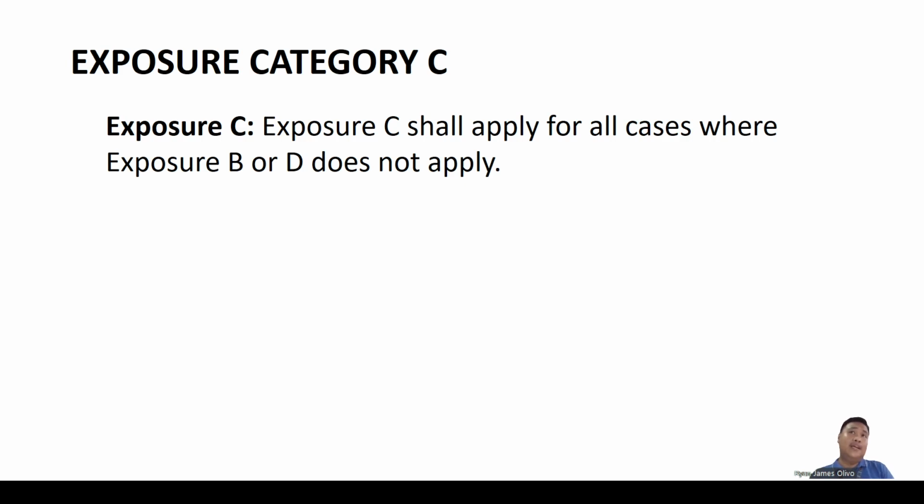But if you construct your structure or building in, let's say, coastline or shorelines, consider exposure category D, because the wind there is much higher and the wind loading has the highest load because there is no obstruction. So if you cannot consider B and you cannot consider D, consider exposure category C. This is just an example of categories B, C, and D.